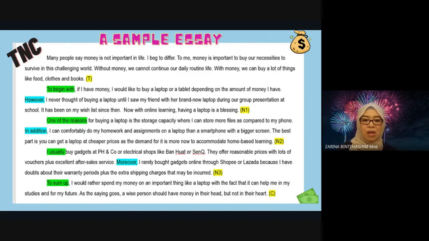Okay, they offer, sebab apa kamu beli kat tempat tu? Bagilah sikit alasan. Okay, because they offer reasonable prices. Sebab dia ingat tadi kan, dalam soalan tu kamu kena bagi reason dan kena bagi point of view. Okay, so they offer reasonable prices with lots of vouchers plus excellent after sales service. Itu sebab dia kenapa kamu suka beli kat tempat tu. Okay, then bagi lagi sebab lain.